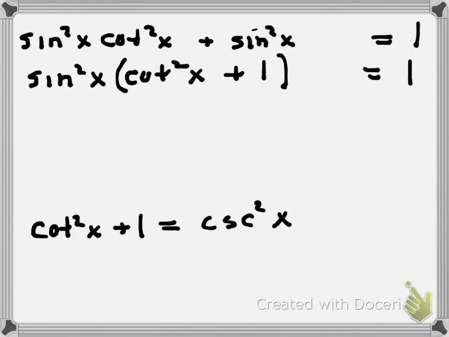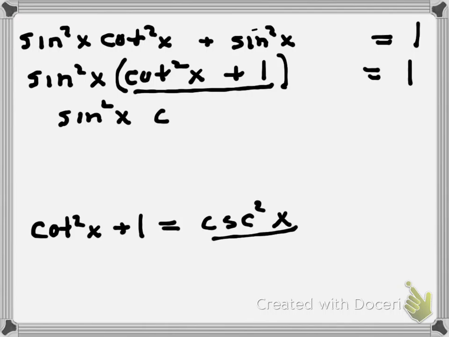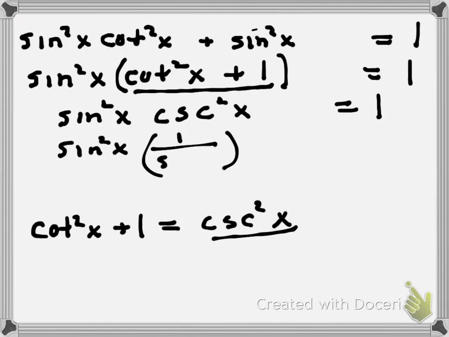So since cotangent squared x plus 1 is cosecant squared x, after I factored out sine squared x, I now have sine squared x. I can replace cotangent squared x plus 1 with cosecant squared x. Cosecant squared x is 1 over sine squared x. And then the sine squared x divide out, and I have 1 is equal to 1.